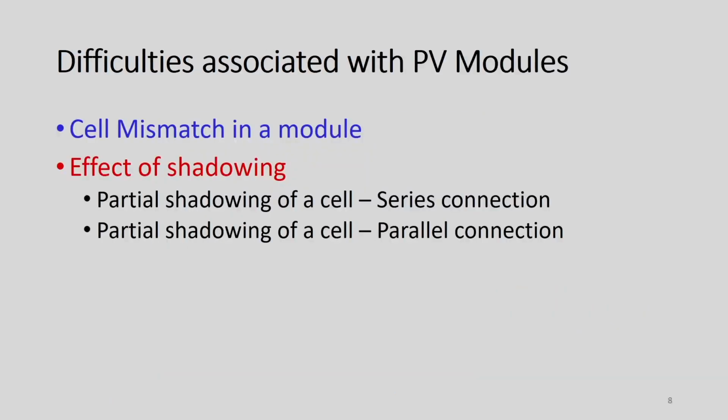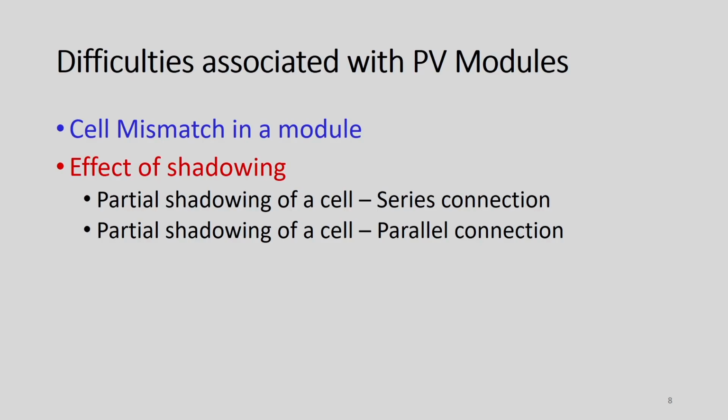Okay. So, now let us study the difficulties associated with PV modules. What problems may arise if cells are not matched and if these cells of the modules are shadowed. Okay. So, these two phenomena will be studied. Under the effect of shadowing, we will study two cases. The first case will be partial shadowing of a cell with series connection, and the second case is partial shadowing of a cell with parallel connections. So, first let us study cell mismatch in a module.